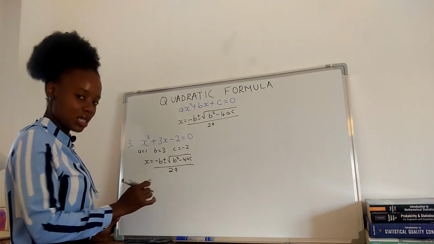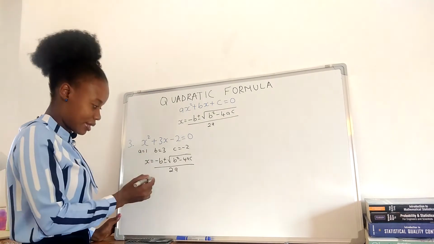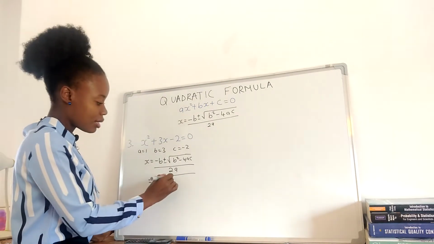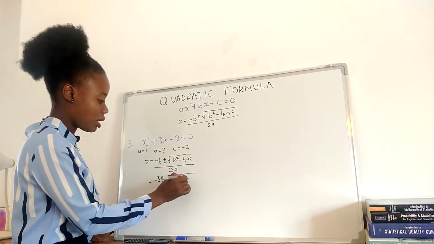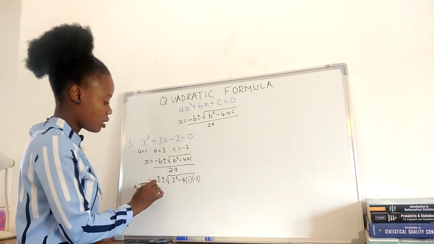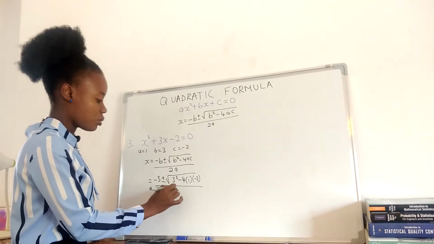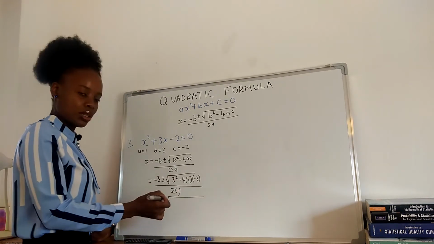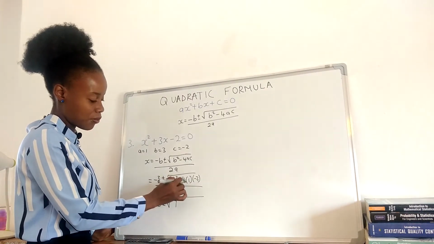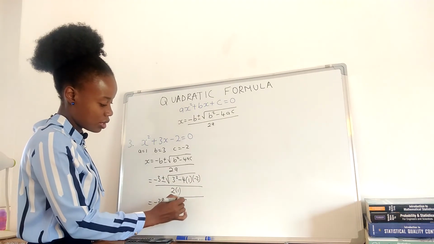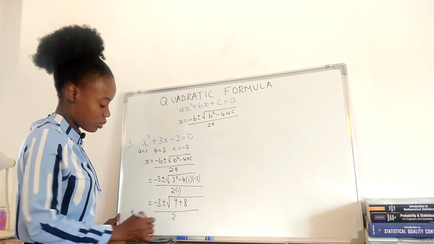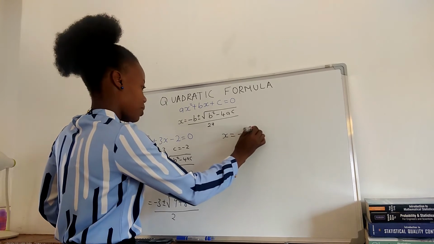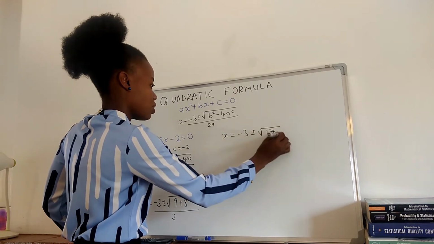Then you substitute. Negative b, our b is 3, so we're going to have negative 3 plus or minus square root of b squared, b is 3 squared, minus 4, a is 1, c is negative 2, all over 2 times a, which is 1. So we have negative 3 plus or minus square root of 3 squared is 9, negative 4 times 1 times negative 2 is 8, all over 2. So our x is equal to negative 3 plus or minus square root of 17 all over 2.